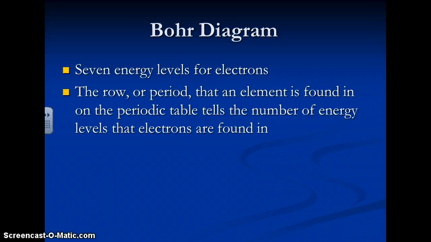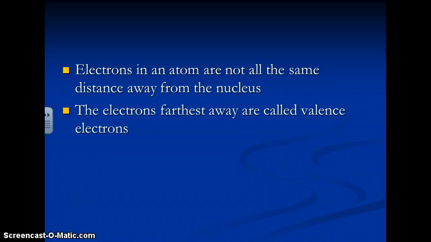There are 7 different energy levels for electrons that atoms have. The row or period that an element is found, wherever it's found on the periodic table, that's going to tell us the number of energy levels where the electrons are going to be. Electrons in an atom aren't always the same distance away from the nucleus. Some are closer to the nucleus and some are further away. The electrons that are the farthest away are called valence electrons.